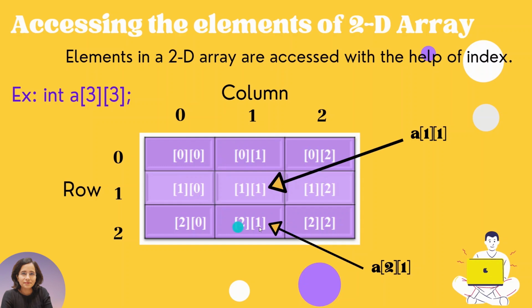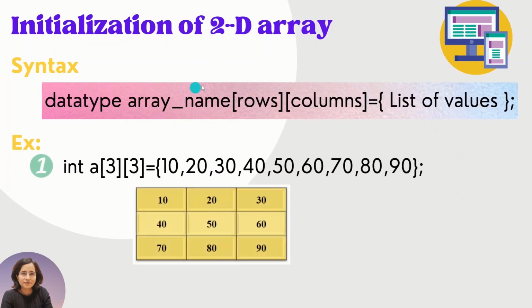In this way, we will get these indexes, and if you want a specific element, you have to mention the row and the column of that particular block. Then we can access that particular element. Now let me explain how to initialize the two-dimensional array. First we have to mention the data type followed by the name of the array. Then we have to specify the number of rows, then the number of columns, and then we can initialize the list of values in curly braces followed by a semicolon.